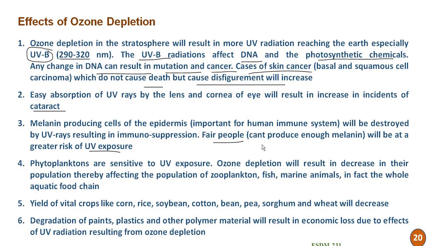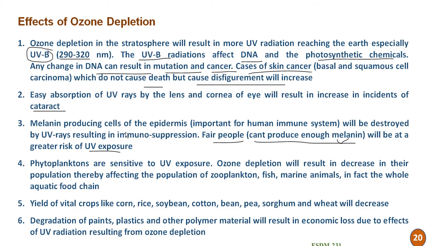So these fair people can't produce enough melanin, because the fairness of our skin color depends on the melanin pigment. If the melanin pigment is more, then people have a darker complexion, but if the melanin is low, people have a fair complexion, and the fair people will be at greater risk of UV exposure.